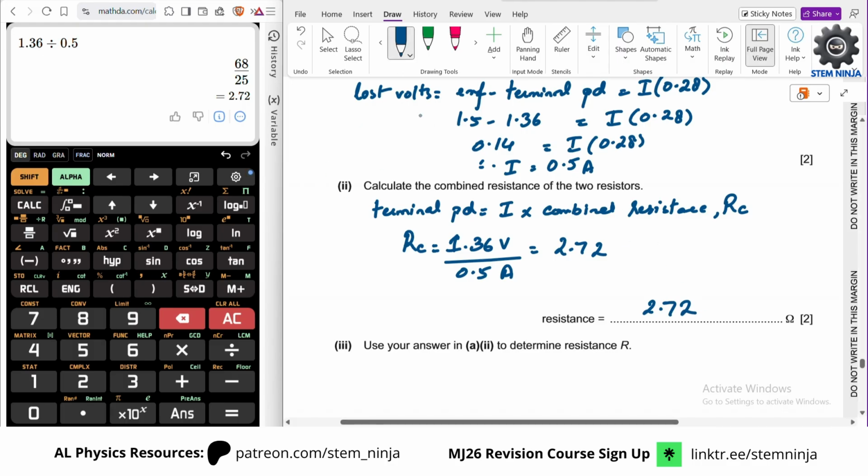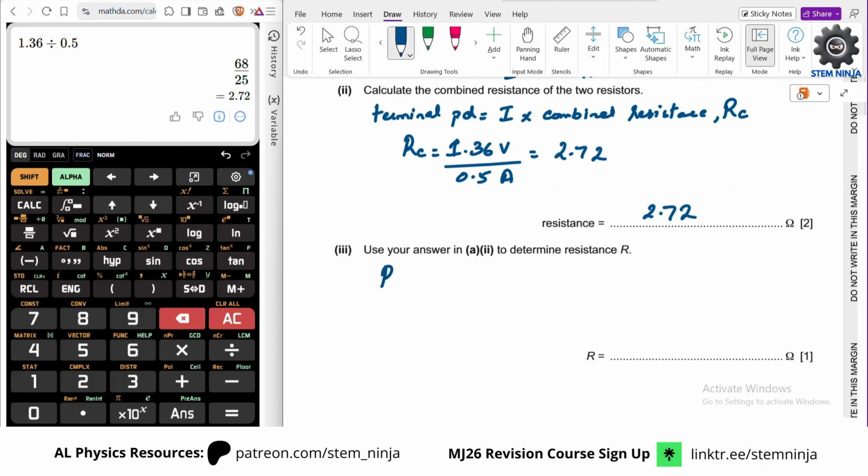Right, sorry, my bad. Use your answer in A2 to determine the resistance R. So combined resistance was actually 1 plus R, and this is equal to 2.72. So R would be simply 2.72 minus 1, which is 1.72.